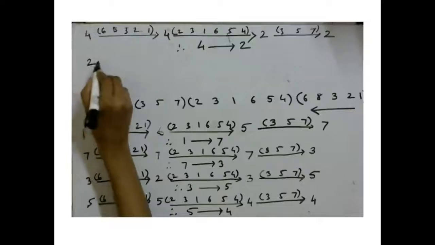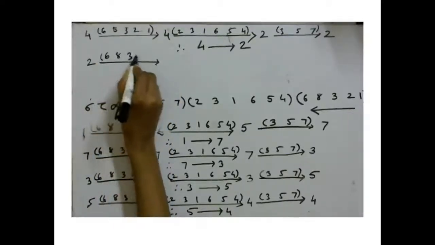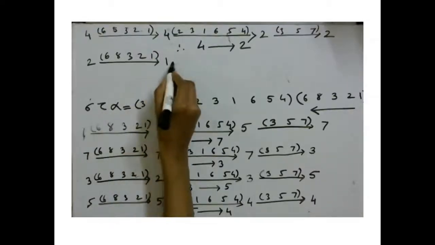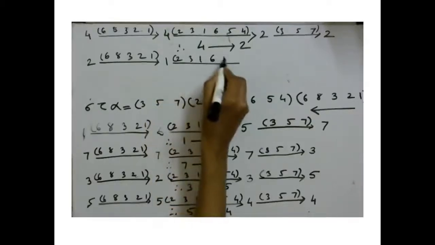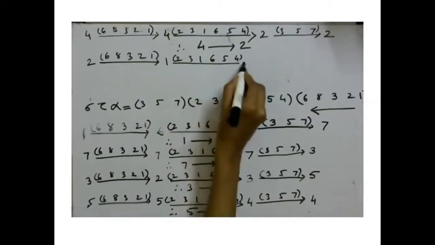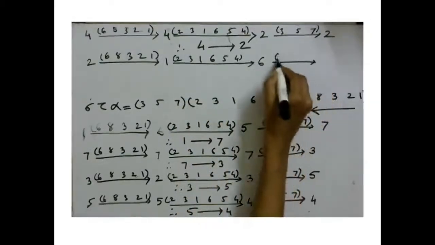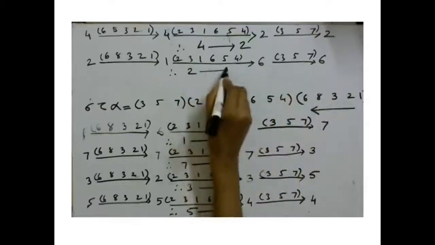Now to see the image of 2, start with the rightmost cycle, (6, 8, 3, 2, 1), and we see that 2 maps to 1 here. Then in the next cycle, (2, 3, 1, 6, 5, 4), we observe that 1 maps to 6, and in the last cycle, (3, 5, 7), 6 is not present, so 6 is fixed, and therefore the conclusion is 2 maps to 6.